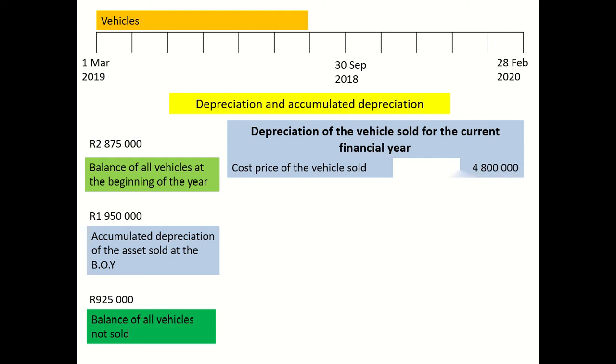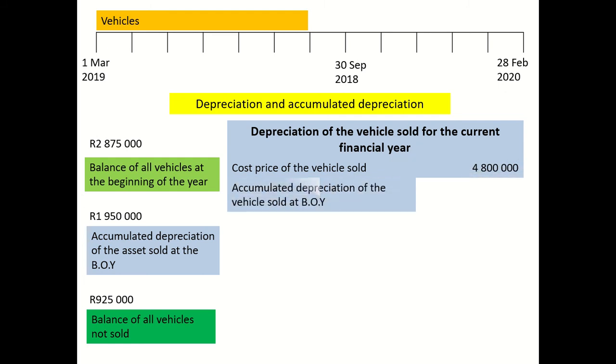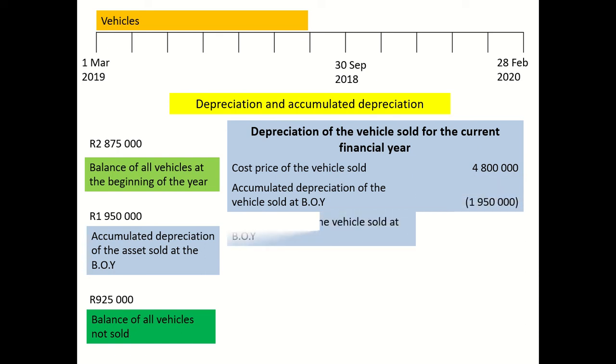And obviously guys, for us to calculate depreciation on vehicles sold, we're going to start with the cost price. The cost price was 4,800,000. I don't want to say the beginning of the year because the cost price will never change. That is for only grade 12, by the way. When you go to varsity, it'll change. Okay. In this case, guys, the accumulated depreciation of the vehicle sold at the beginning of the year is 1,950,000. 4,800,000 minus 1,950,000 will give you 2,850,000, which is the carrying value of the asset sold at the beginning of the financial year.